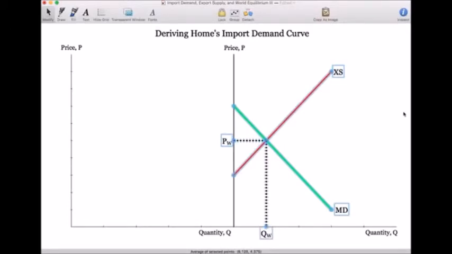So make sure you're comfortable with that. I know there were several layers. I thought it would be convenient to do all of these together. Make sure you understand each of the component parts: how the import demand for the home country was derived, how the foreign country's export supply curve was derived, and how the export supply and import demand curves intersect one another to give us the equilibrium quantity and price in the world market.